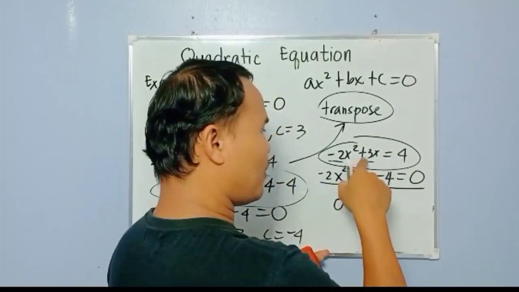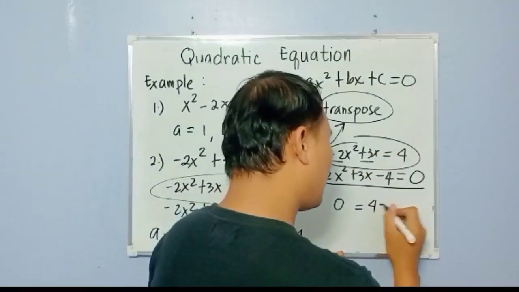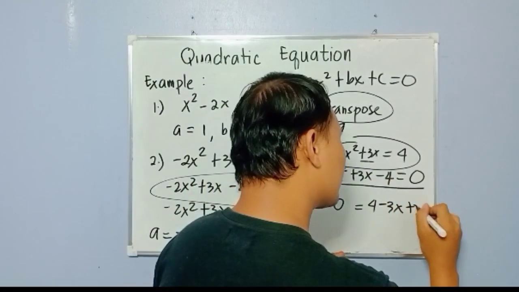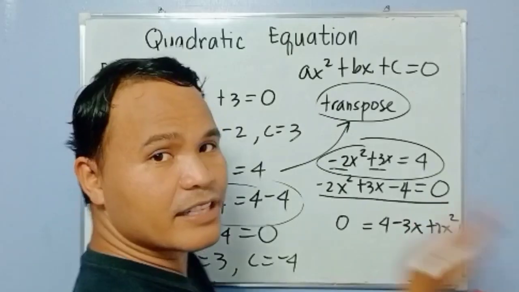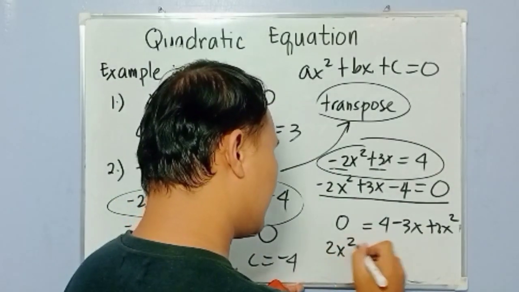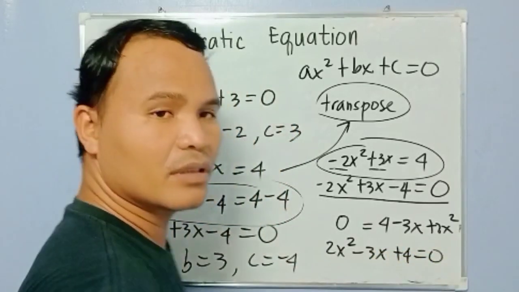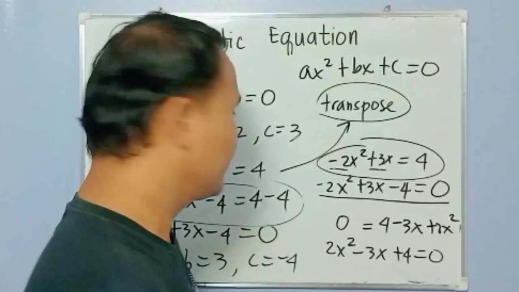Maon sa man ni si 3x, ma-minus 3x. Maon sa man ni si negative 2x squared, ma-plus 2x squared. I-arrange nimo 2x squared minus 3x plus 4 equals 0. Pwede sa di siya nga answer.